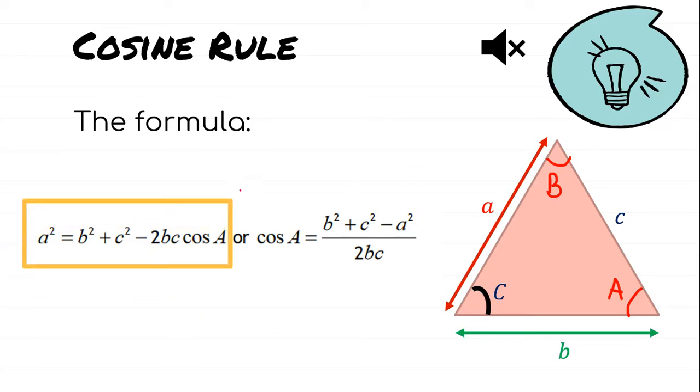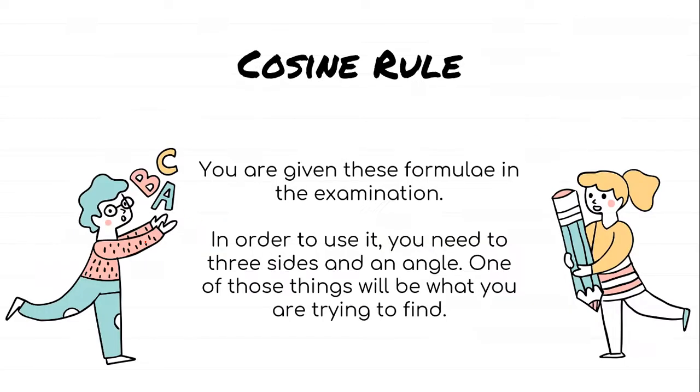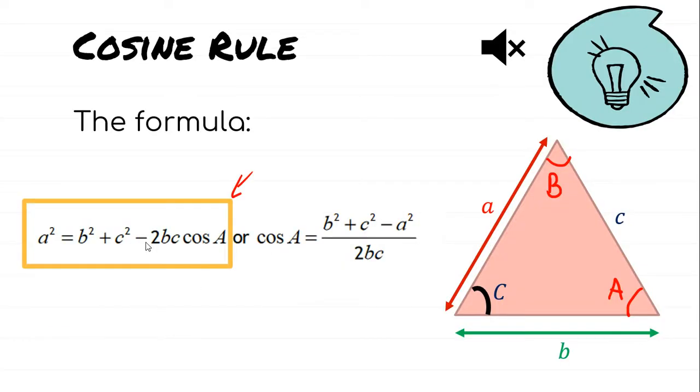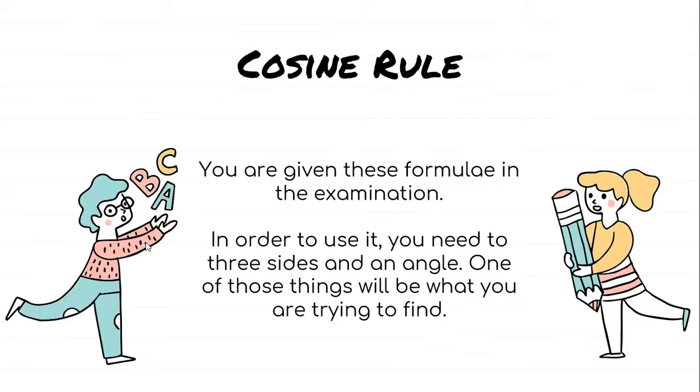Today's lesson we're going to look just at this formula. So we're going to focus on one at a time, and this is today's lesson here. You're given both these formulae in the exam. What you can see on this screen is me copying and pasting from a past paper. This is exactly the way it looks when they give you the formula in the test.